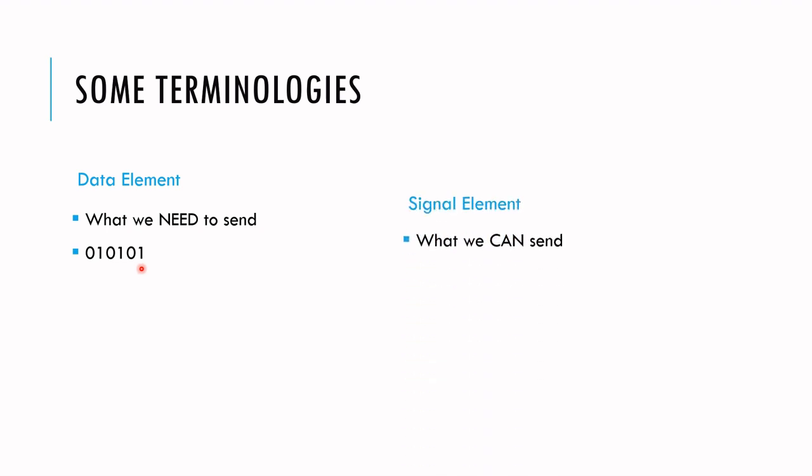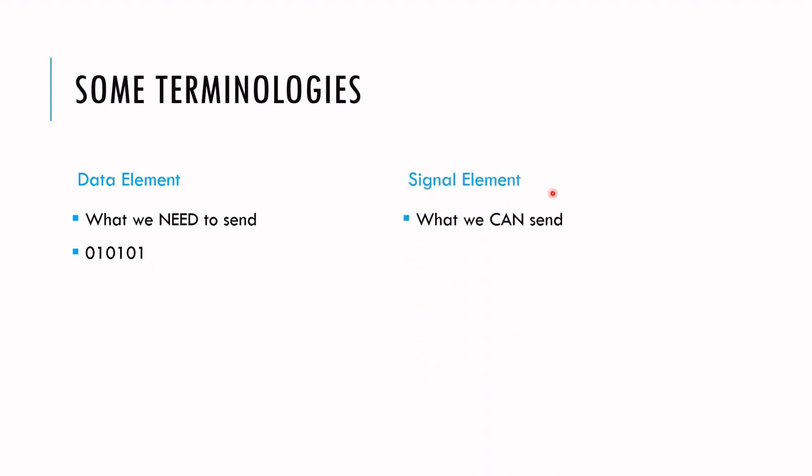However, before getting into that, we are going to familiarize ourselves with some terminologies that are going to come in handy. The first term we'll be looking at is data element, and data elements are what we need to send. These are basically just your binary data. And signal elements are what we can send. So data is what we need to send and signal is what we can send.